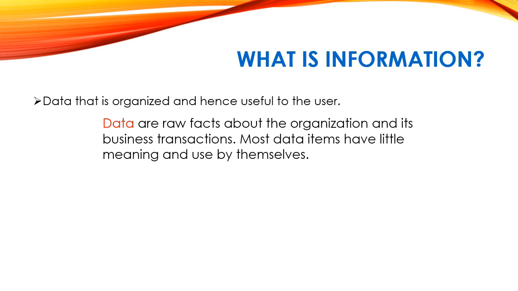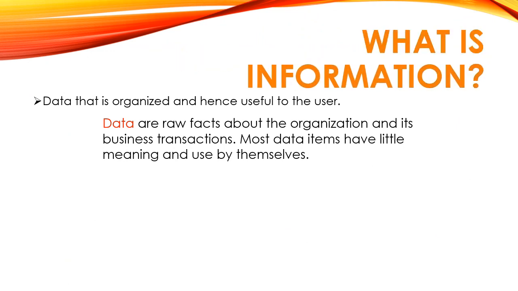What is information? Information is data that is organized and hence useful to the user. In simple terms, we can say that information is processed data. But again, we have to think of this data that we are talking about. What is data? These are raw facts about the organization and its business transactions. Most data items have little meaning and use by themselves.